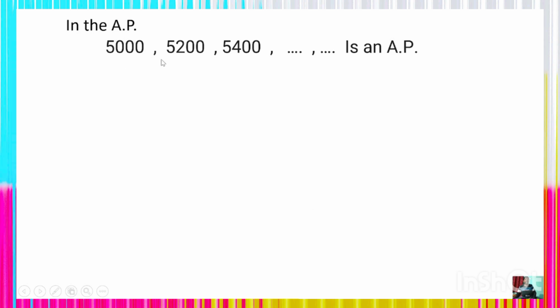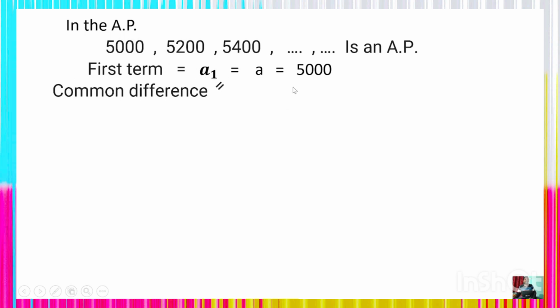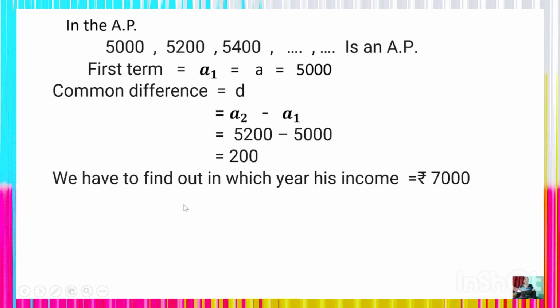In this AP, 5,000, 5,200, 5,400, the first term a1 is equal to 5,000. The common difference d is equal to what? a2 minus a1, which is 5,200 minus 5,000, which is 200 rupees, right? So you have to find out in which year the income is 7,000. Let the nth year his salary be 7,000.